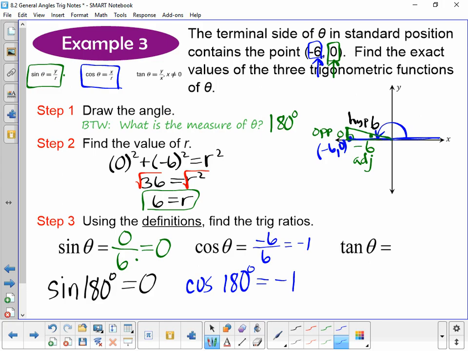The last one is the tangent. So if we thought about the opposite side of that little triangle over the adjacent side, it would be 0 over -6, which is 0. And again, if you used your calculator to verify that, the tangent of 180 degrees is in fact 0. And that was our definition, to put the y value over the x value.